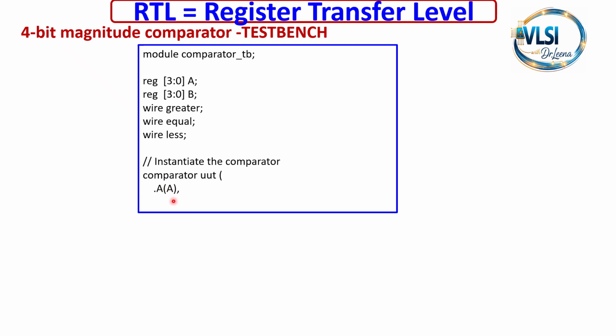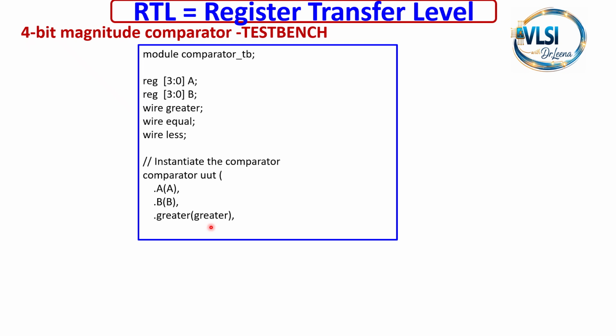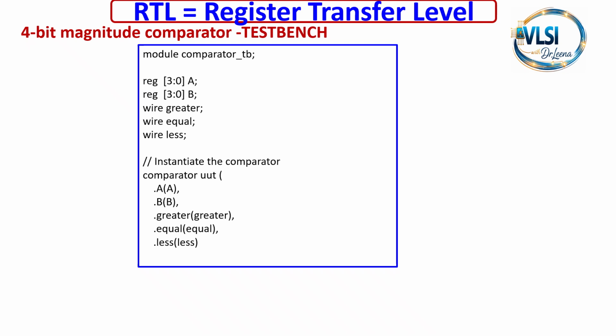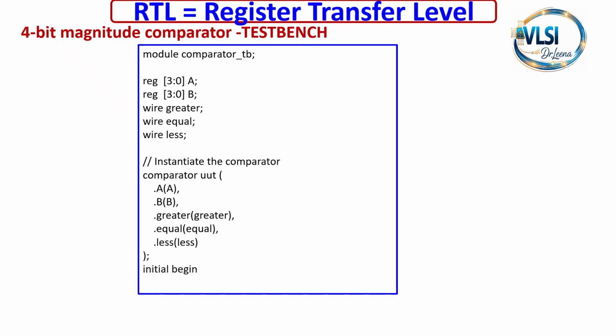Here we are connecting the test bench input with the module input, and next test bench input with the module input, and then test bench output is connected to the module outputs. All the other outputs are connected and we are closing the instantiation. Once after closing the instantiation, we need to give the test cases.